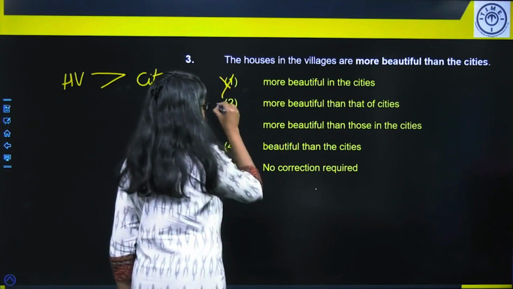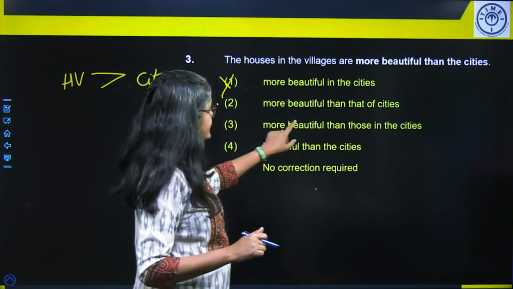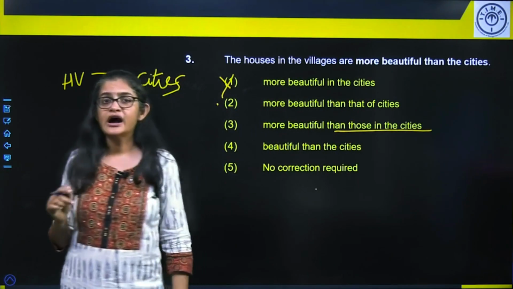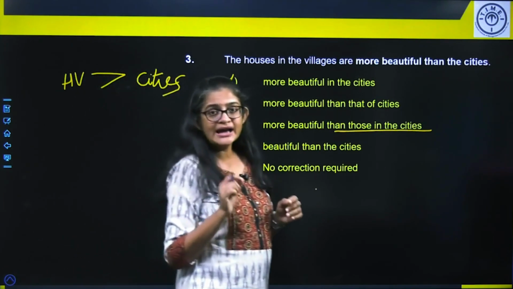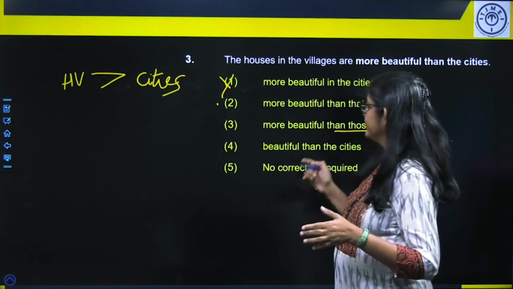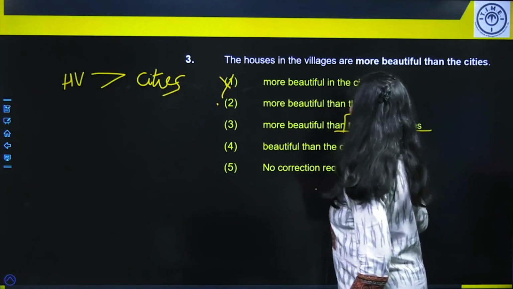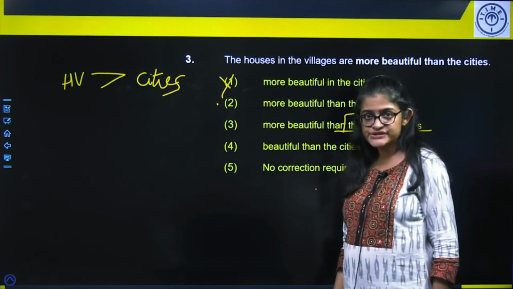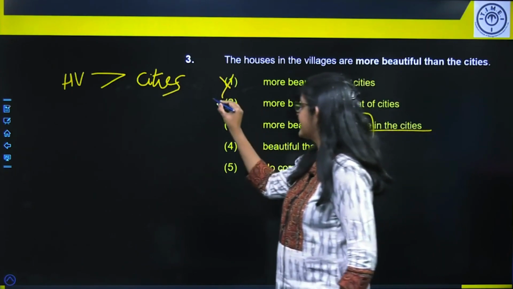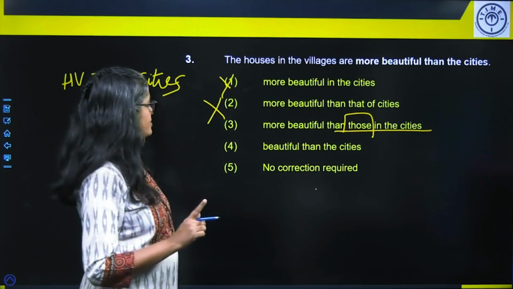Correct? Let us put this here in case you are confused. Are more beautiful than those in the cities. Houses is singular or plural? Houses is plural. So that is a singular pronoun and those is a plural pronoun. Hence, we need to say those in the cities. Here, those stands for the noun houses. Got it? Okay. So, that of cities is wrong. First of all, the cities is not there and that is not enough for a plural word.